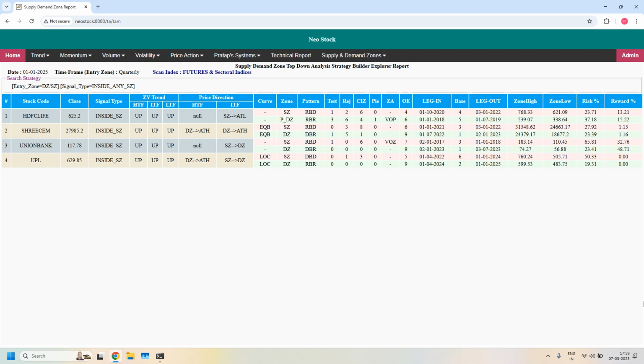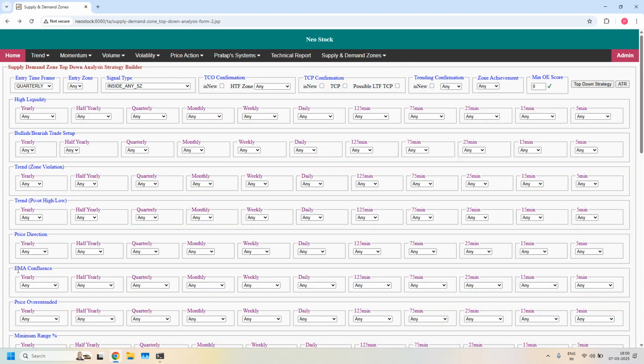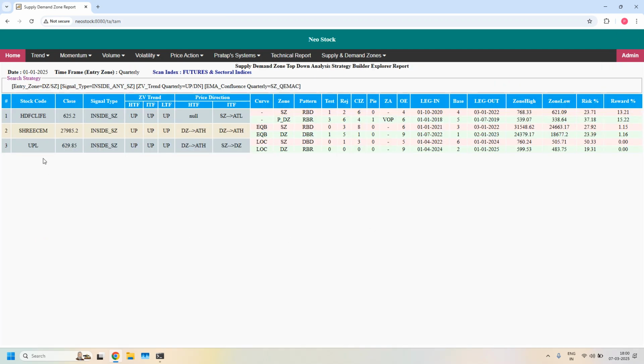Let's verify out of these 4 how many quarterly supply zones are having quarterly EMA Confluence. So in the EMA Confluence at quarterly time frame, I am setting the filter quarterly supply zone having quarterly EMA Confluence or not, and trend on the quarterly time frame should not be sideways. So it can be up or down. So we got 3 stocks out of 4. 3 quarterly supply zones are having quarterly EMA Confluence, and also current price closed inside the quarterly supply zone.